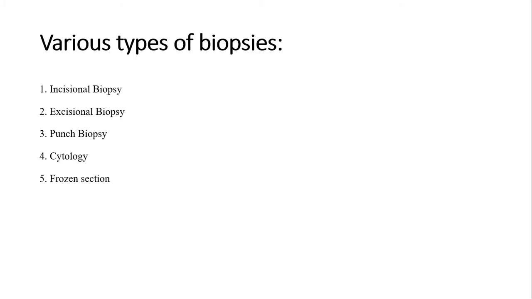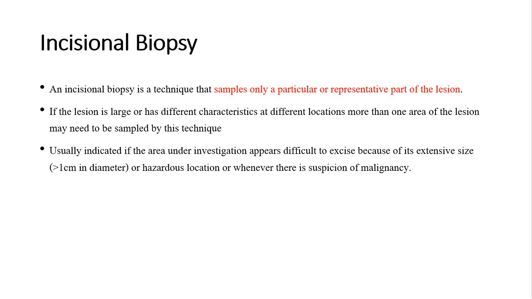The various types of biopsies are incisional biopsy, excisional biopsy, punch biopsy, cytology, and frozen section. Incisional biopsy is a technique that samples only a particular or representative part of the lesion. If the lesion is large or has different characteristics at different locations, more than one area of the lesion may need to be sampled by this technique. It is usually indicated if the area under investigation appears difficult to excise because of its extensive size, that is, size more than 1 centimeter in diameter, or hazardous location, or whenever there is suspicion of malignancy.